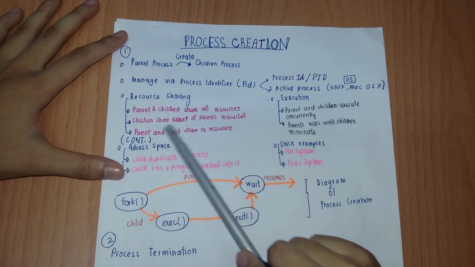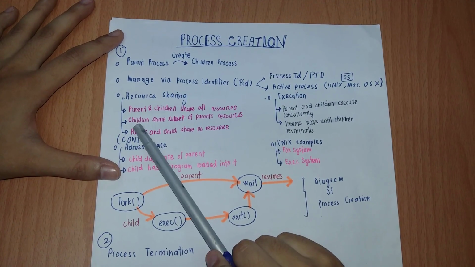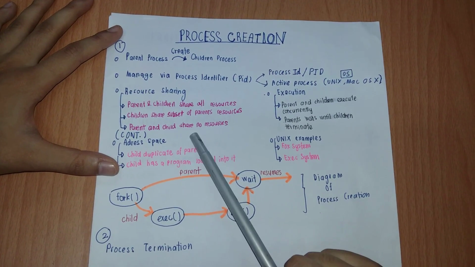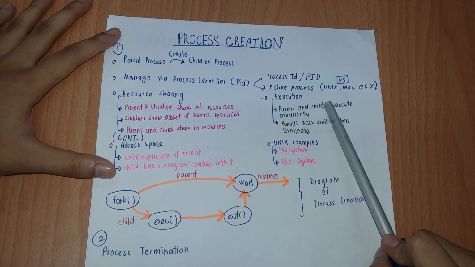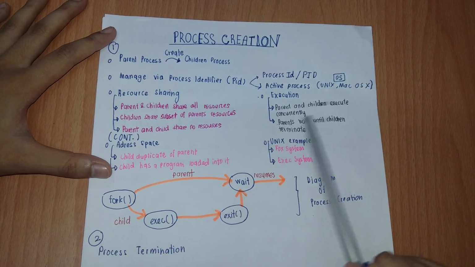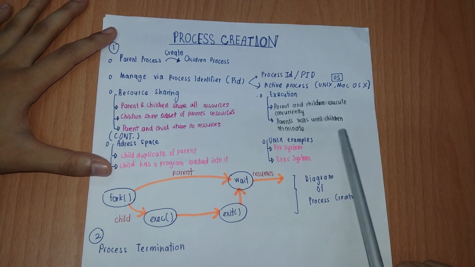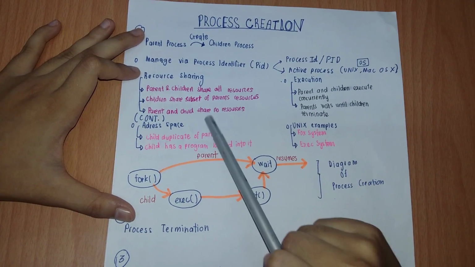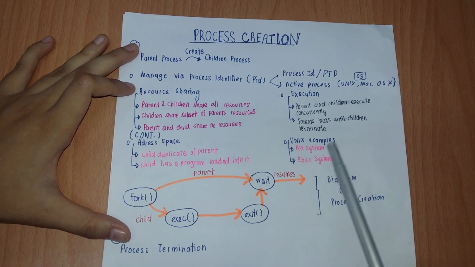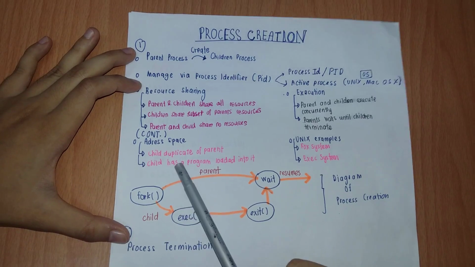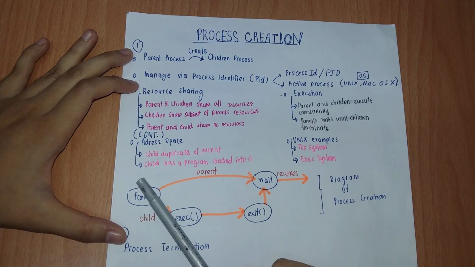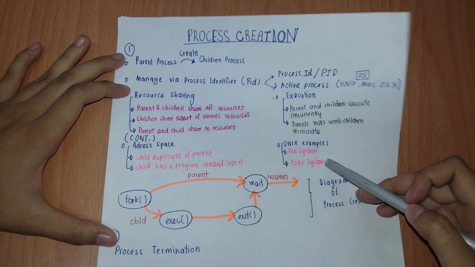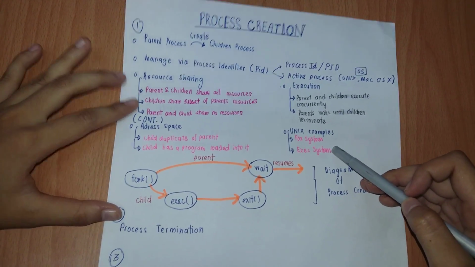Resource sharing: parent and children share all resources, or children share a subset of the parent's resources, or parent and child share no resources. Execution: parent and children execute concurrently, or parents wait until children terminate. Process creation also covers address space and Unix examples. For address space, the child is a duplicate of the parent, or the child has a program loaded into it. Unix examples are the fork system call and the exec system call.